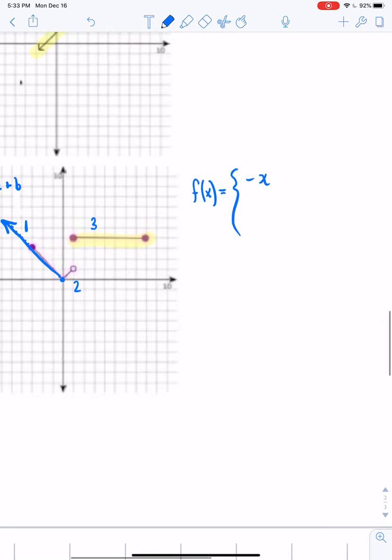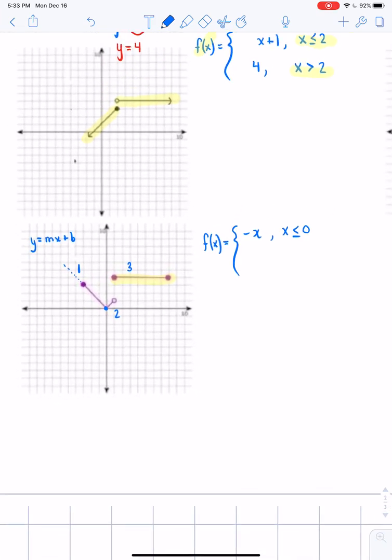So we have, as long as x is less than 0. Would it be less than or equal to 0? Since there's no open circle here, yes, we could put the underline because that would be included.